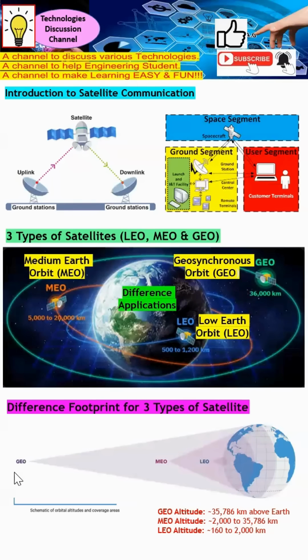For GEO, they are the furthest away from the Earth, and hence you can see from here that they have the largest footprint. Imagine this: you only need three GEO satellites to cover the whole Earth. So this is the key difference between these three types of satellite.